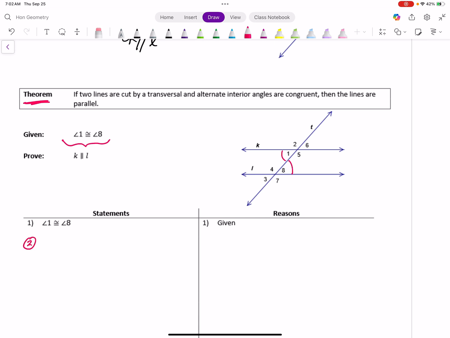So what I was telling you yesterday, don't ever do a proof without, hang on a second, I gotta pause it.